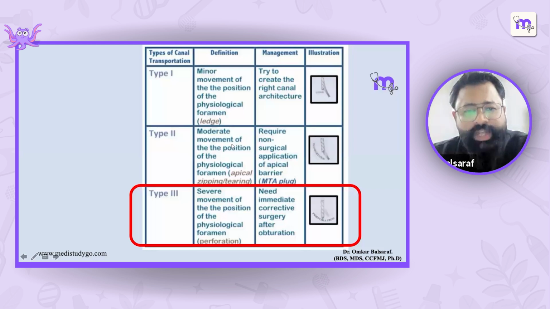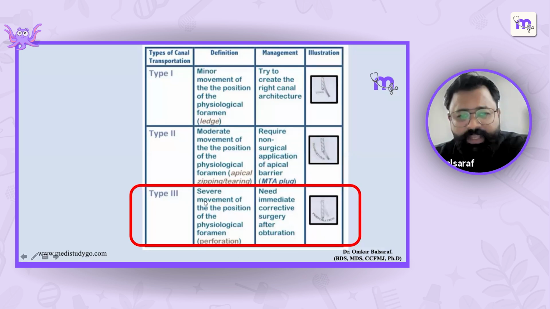In type 2, you have moderate movement of the position of the physiological foramen, also called zipping or tearing. This requires a non-surgical application, and as Radhika said, MTA. I guess MTA is basically for type 2.